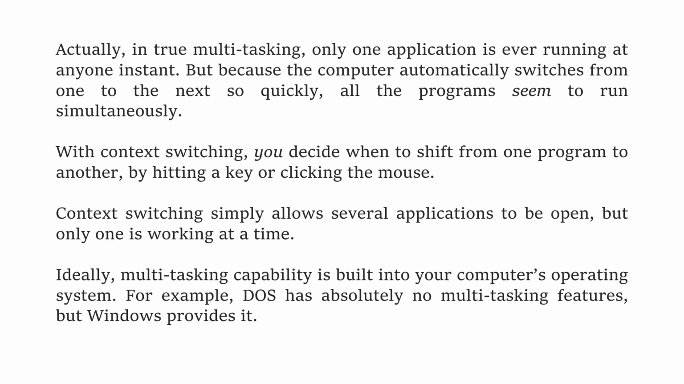Actually, in true multitasking, only one application is ever running at any one instant. But because the computer automatically switches from one to the next so quickly, all the programs seem to run simultaneously. With context switching, you can decide when to shift from one program to the other by hitting a key or clicking the mouse.